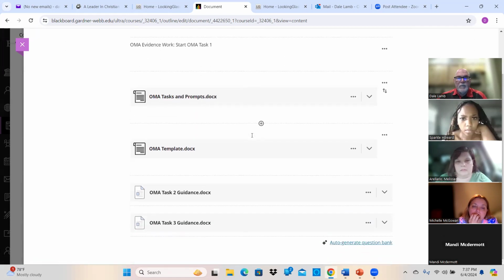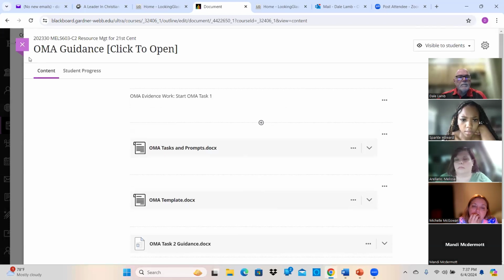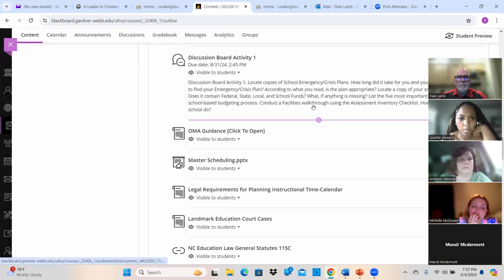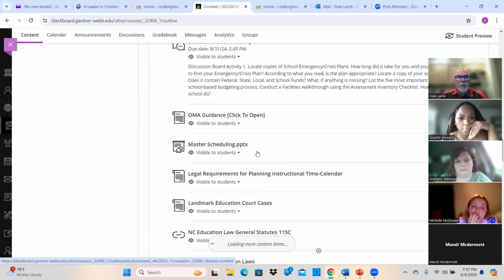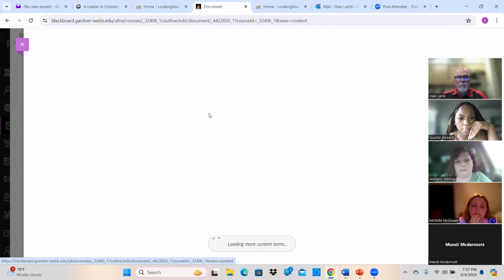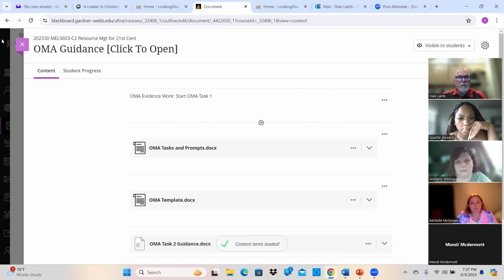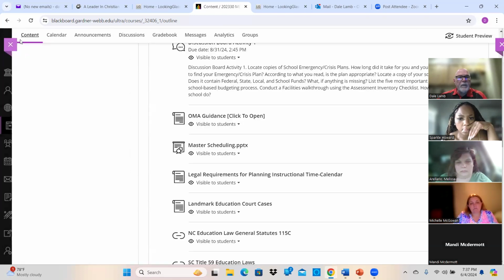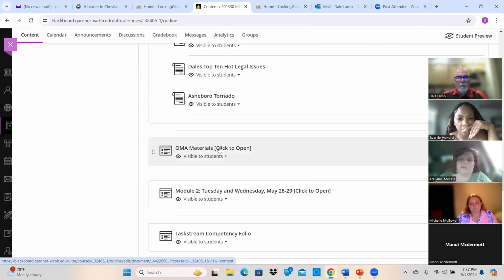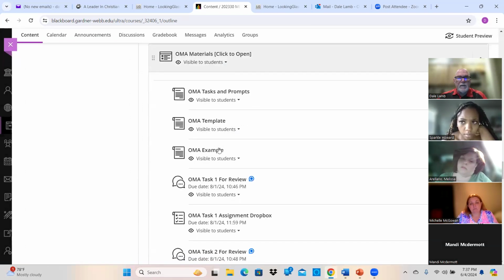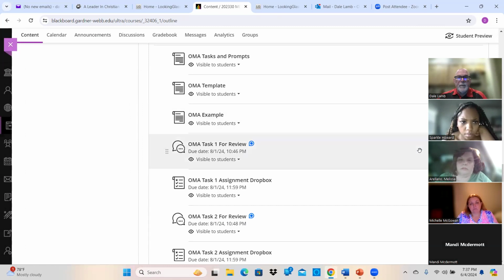There they are. There's all your cheat sheets right there that you need. Under OMA guidance, under module 1. Right here under module 1. And under OMA, let's see. I've got a template in there that you can use. And then under the regular OMA materials folder, I've even got an example, I believe. Look at that. I put an example in for you.